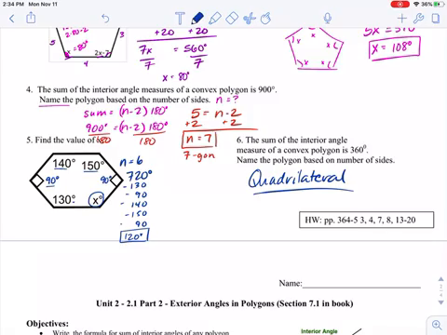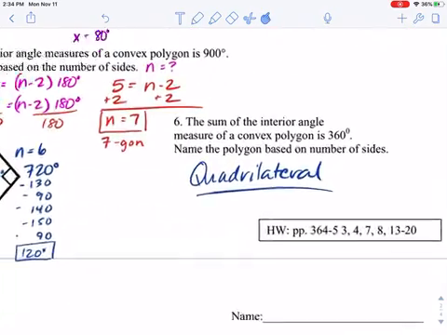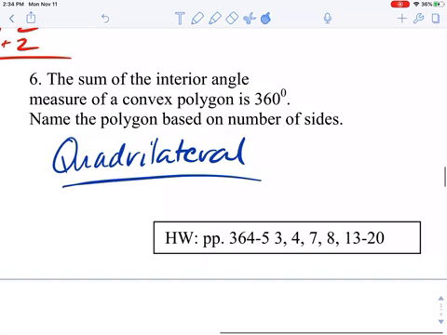So there it is. All right, the assignment that goes with this note section is page 364 and 365. I'd like you to do number 3, number 4, number 7, number 8, and then 13 through 20.